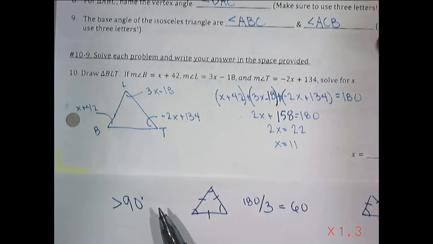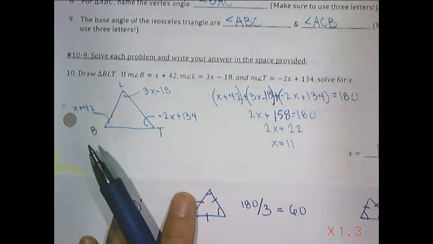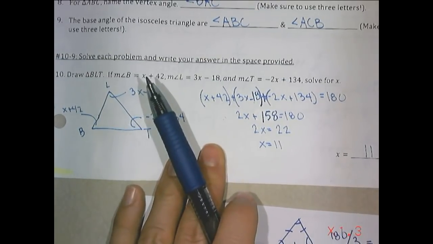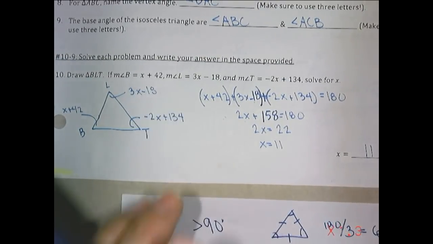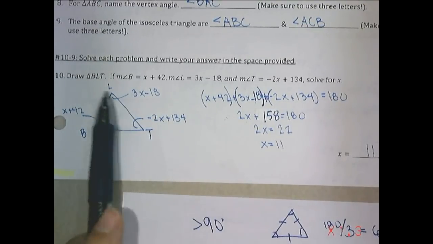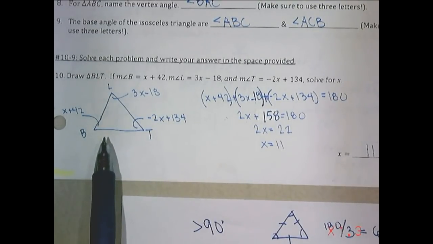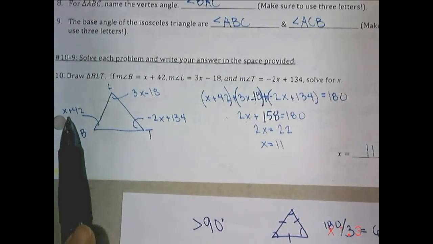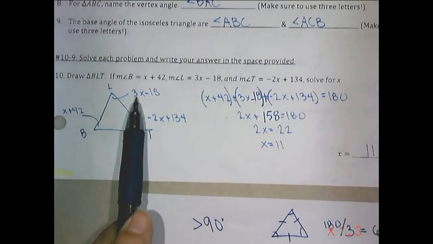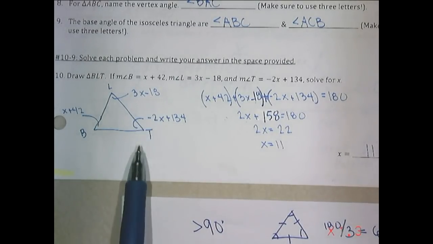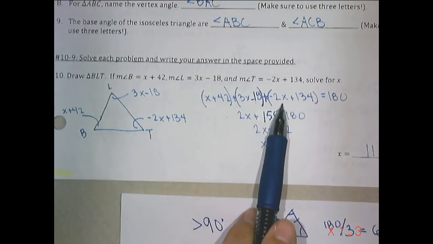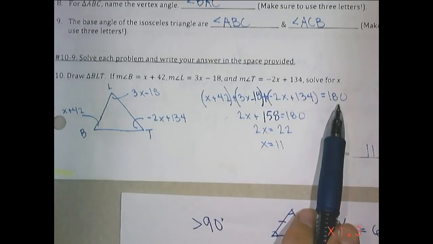And then down here, this is where things started to get a little challenging for people. Okay, I'm going to just show you all of my work so you can hopefully write it down a little better. I recommend drawing a diagram. Triangle BLT gives you the different angle measures. B is x plus 42, L is 3x minus 18, and T is negative 2x plus 34. So you're going to take all of those angle measures and add them together and set it equal to 180.